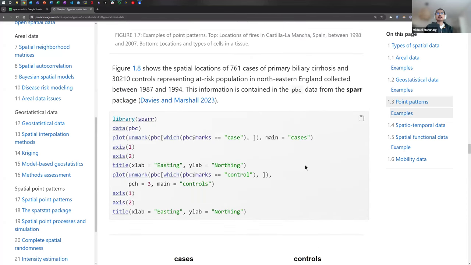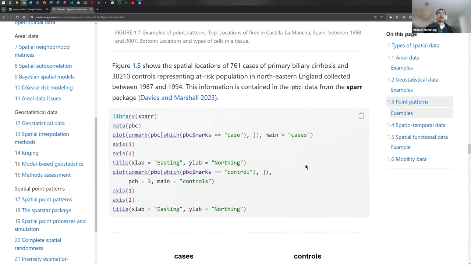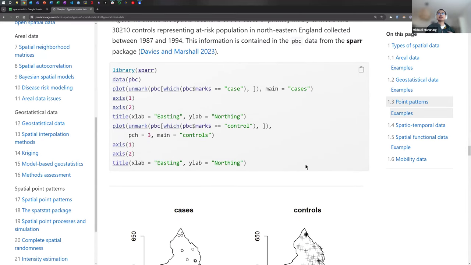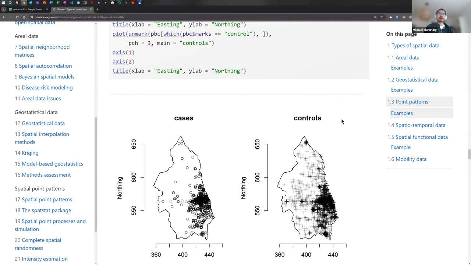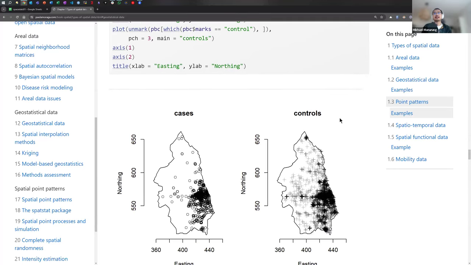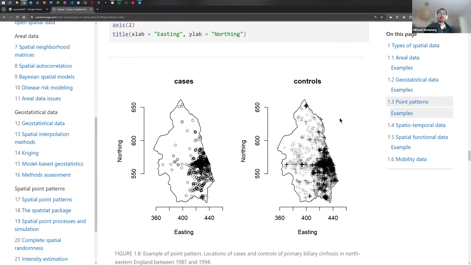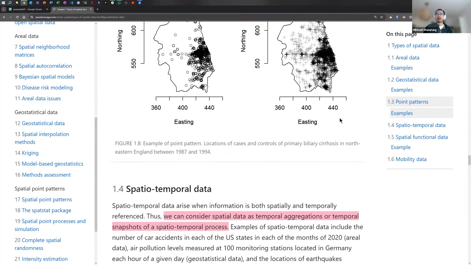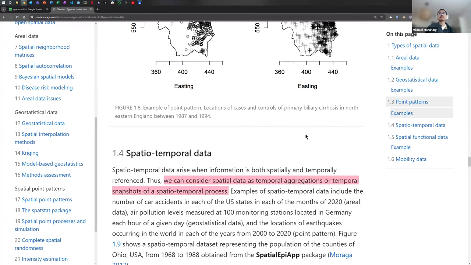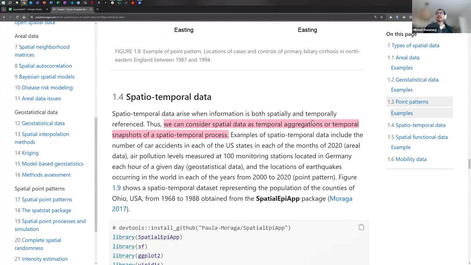So I think it's very important to know that even though maybe the table looks very similar between the geostatistical data and point patterns, the data generating process or the nature of those data points are completely different.